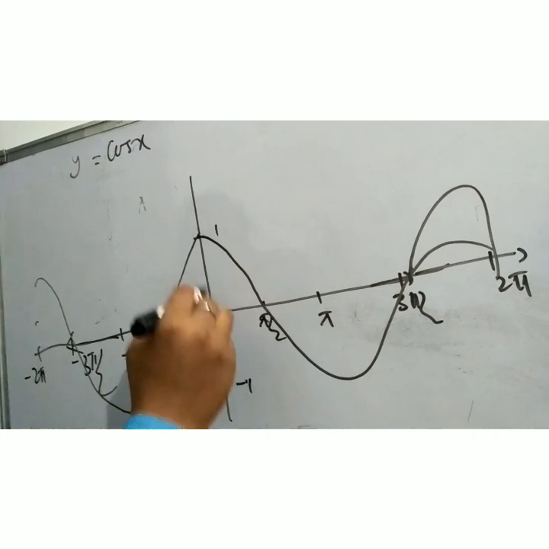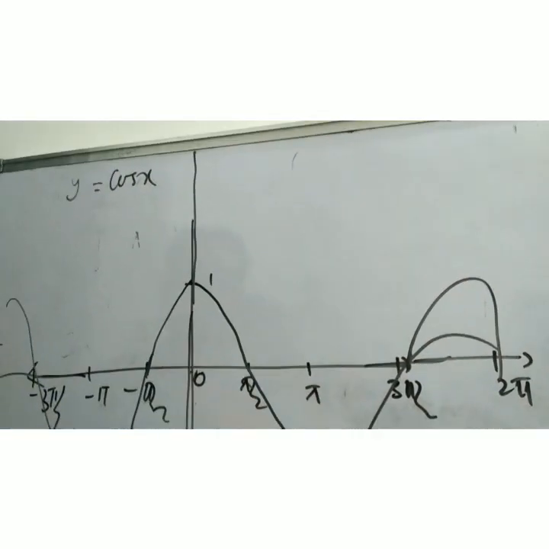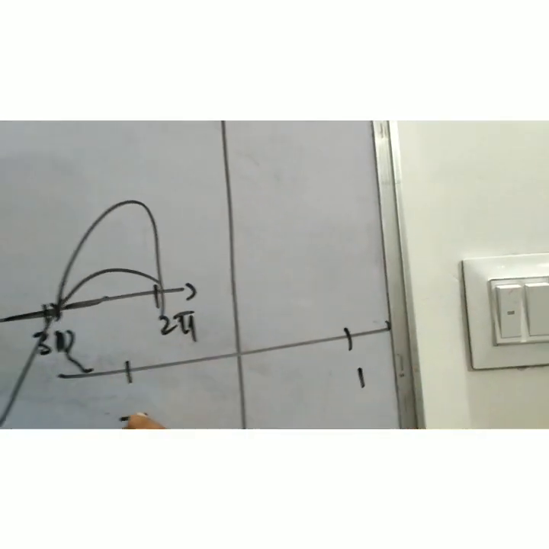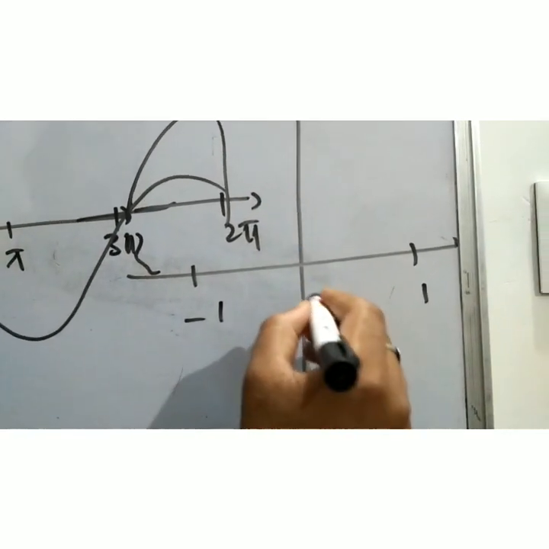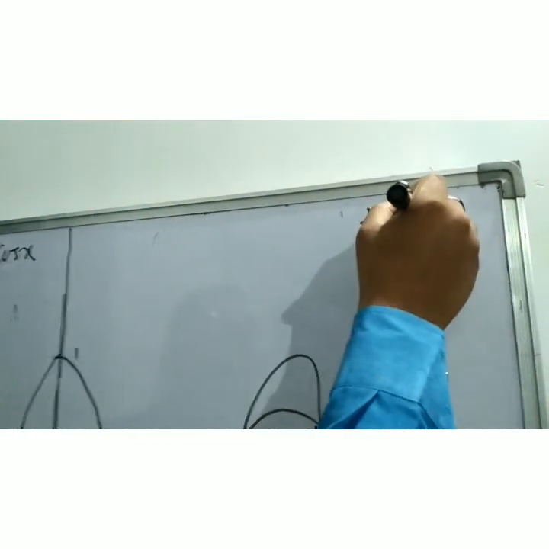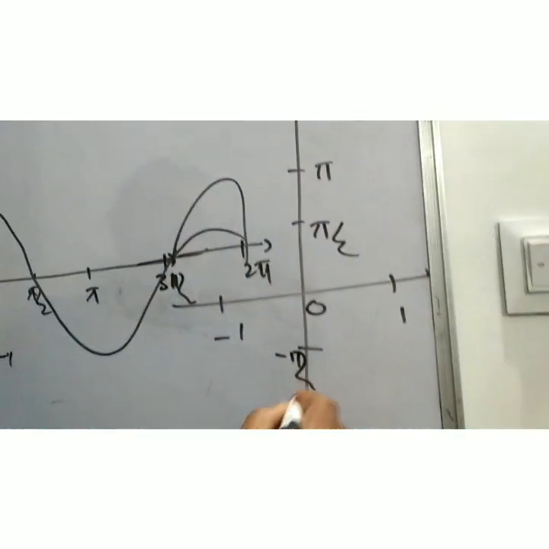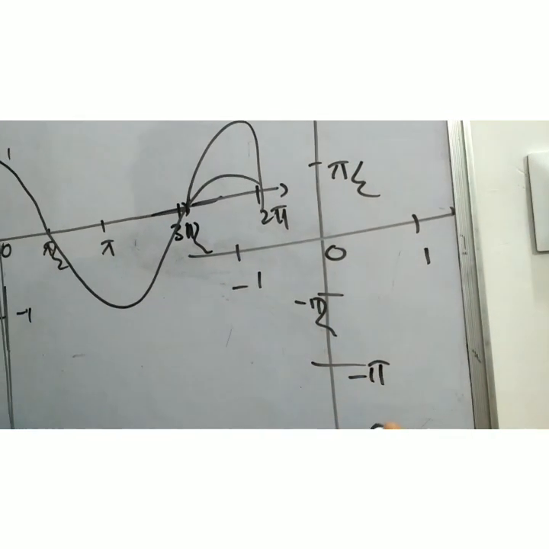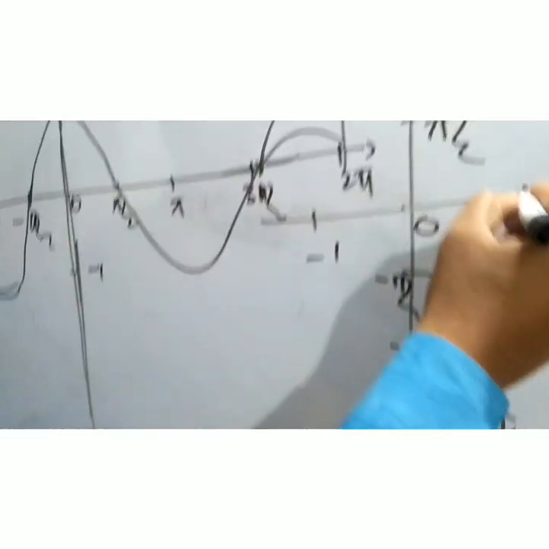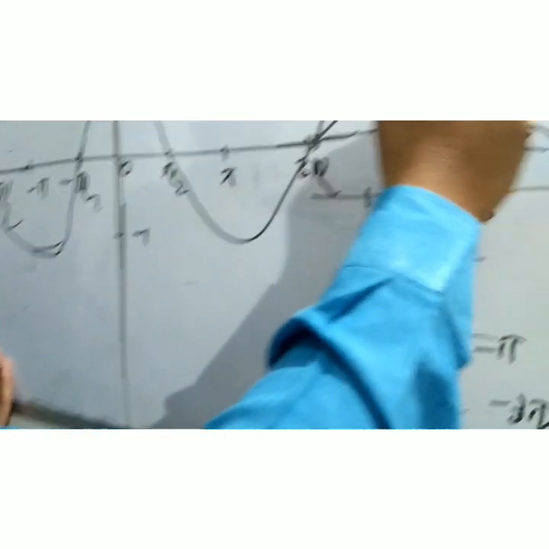But in case of the inverse, what will the inverse function look like? It will also have 1 and minus 1. In this case it will be 0, pi by 2, pi, 3 pi by 2, 2 pi, minus pi by 2, minus pi, minus 3 pi by 2, minus 2 pi. So at 0 there is 1, then it will be in a similar manner.